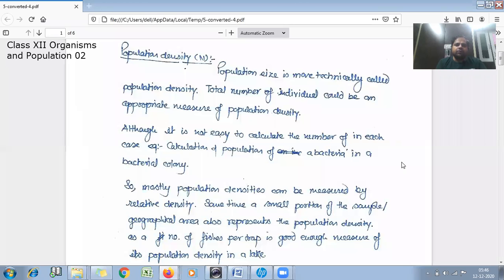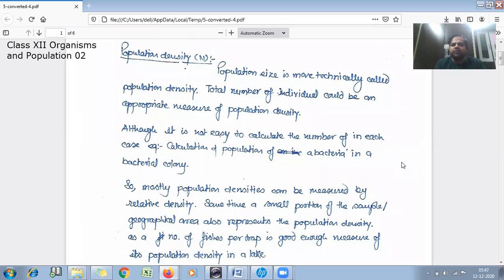Students, we will move forward in our chapter, Organisms and Populations. First we will talk about population density, which is represented by N. So the population size is called population density.